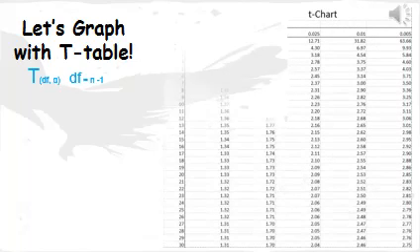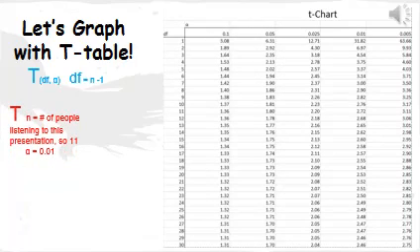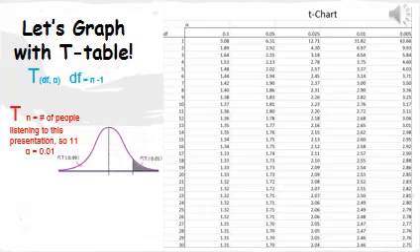Now let's find the t-table and graph it. For the first equation, let's have n be the number of people listening to this presentation, so about 11. Alpha will be 0.01. We will start with our degrees of freedom at 10, moving it to the right to the 0.01 alpha column to find our answer at 2.76.